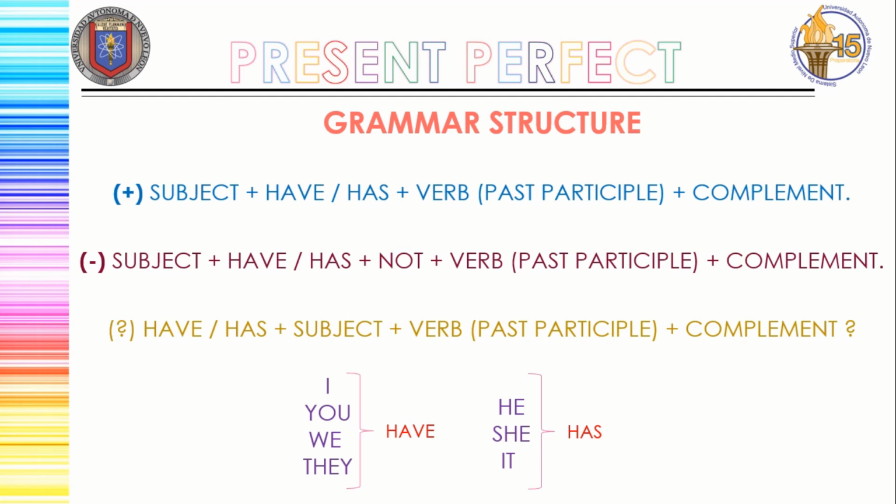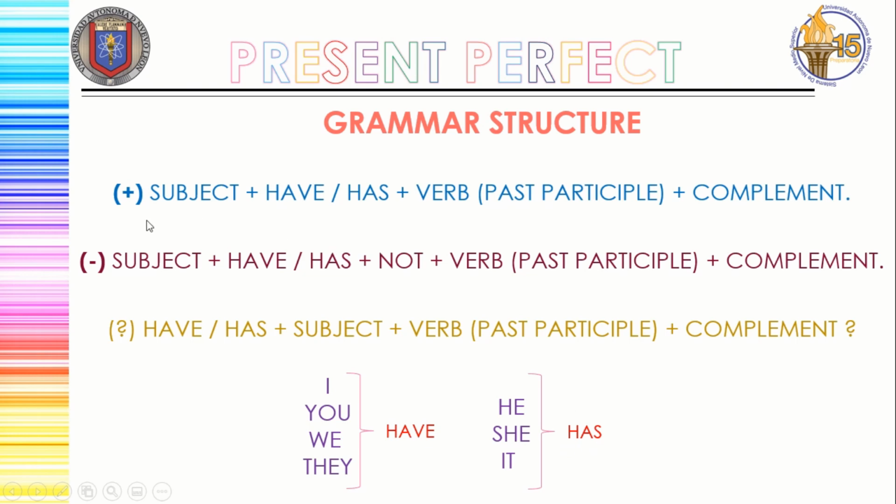Okay, we have the first topic, Present Perfect, and I'm going to explain the grammar structure. But first we need to know how to use the auxiliary have and the auxiliary has. For the pronouns I, you, we, and they, we are going to use the auxiliary have. And for the pronouns he, she, it, we're going to use the auxiliary has.